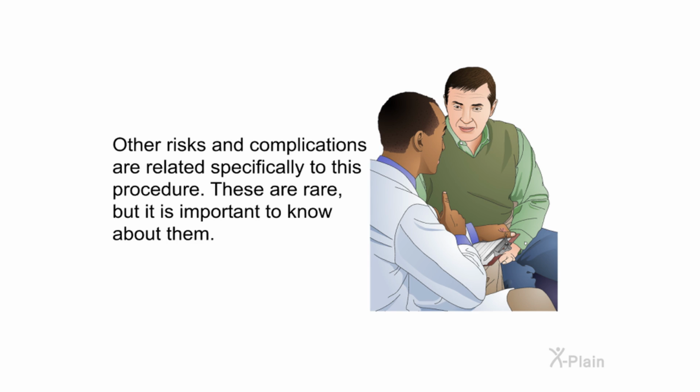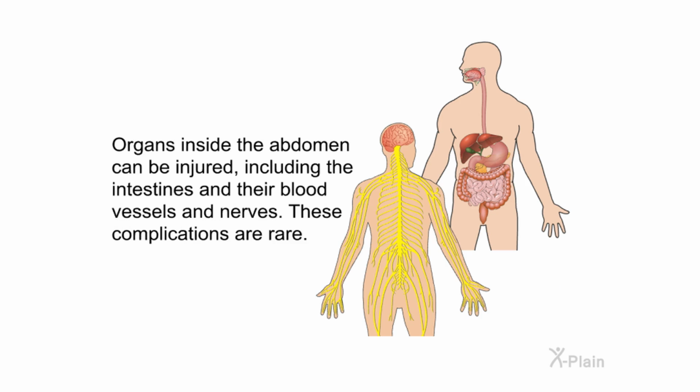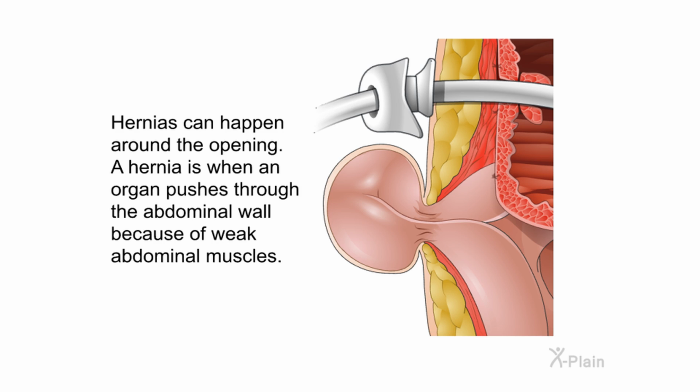Other risks and complications are related specifically to this procedure. These are rare, but it is important to know about them. Organs inside the abdomen can be injured, including the intestines and their blood vessels and nerves. These complications are rare. Hernias can happen around the opening. A hernia is when an organ pushes through the abdominal wall because of weak abdominal muscles.